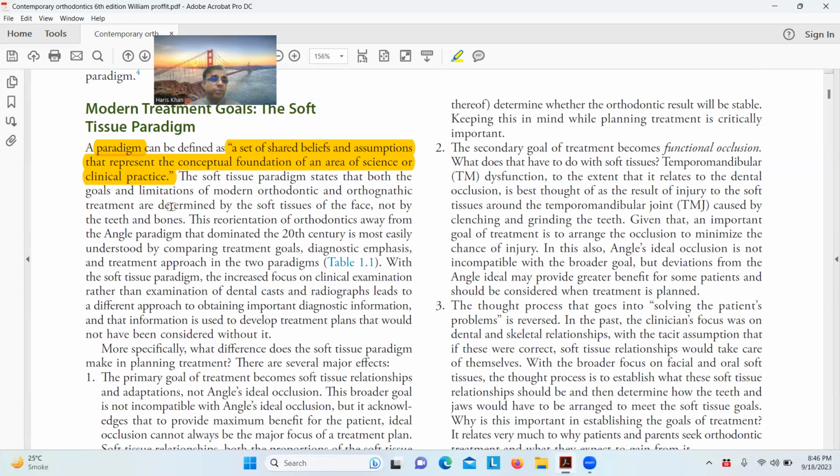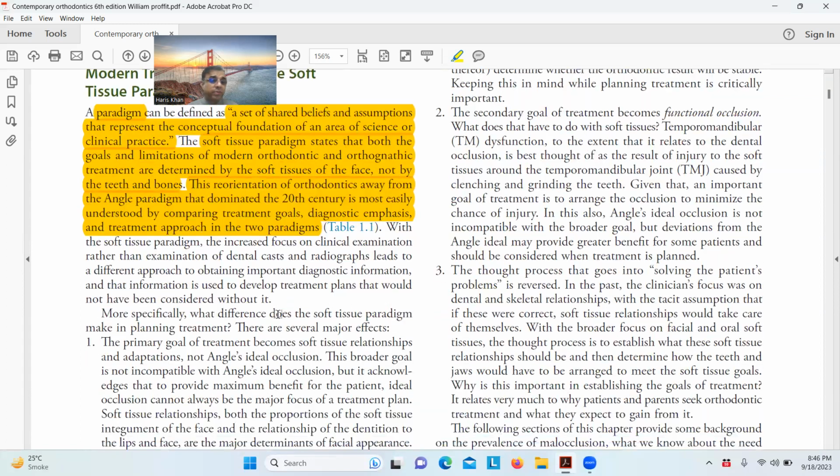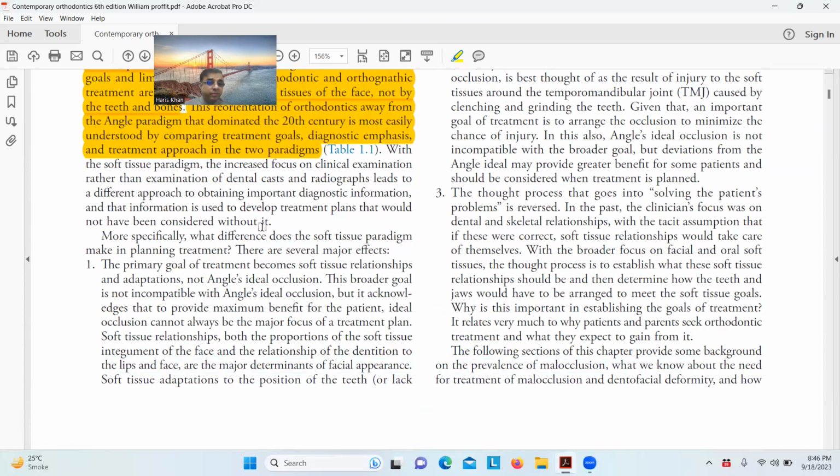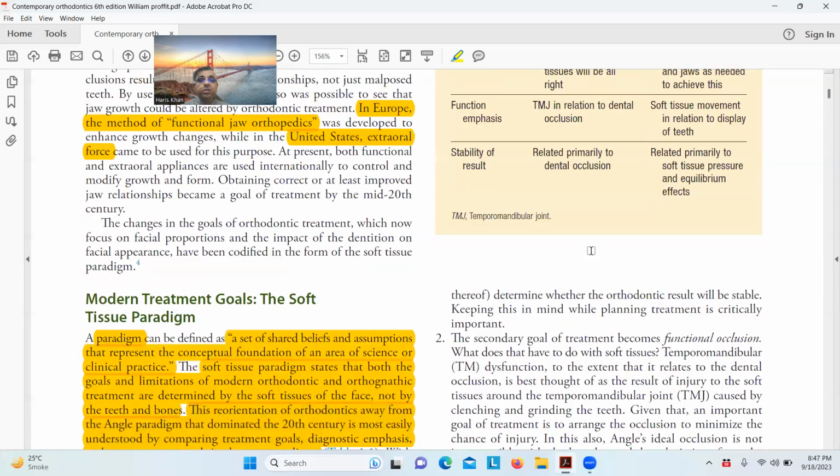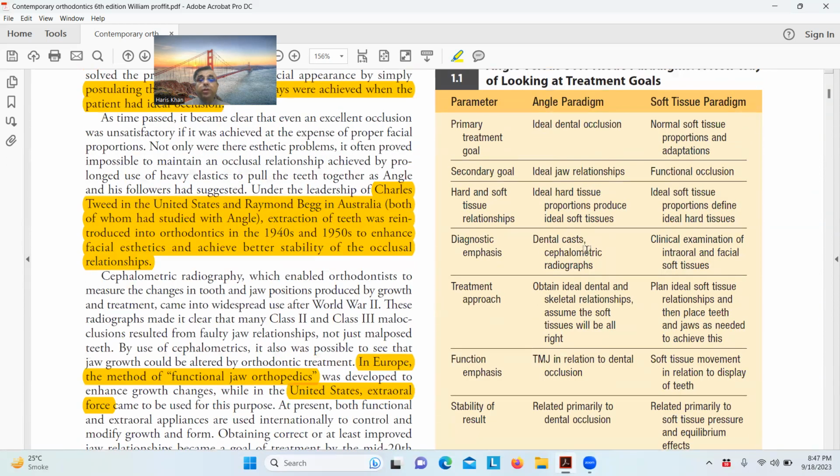The soft tissue paradigm states that both the goals and limitations of orthodontic and orthognathic treatment are determined by the soft tissue of the face, not by the teeth and bones. So, comparing goals and diagnosis of the face with the soft tissue paradigm, there is an increased focus on the clinical. I will try to highlight it, but you can remember it in your own words, right? So you can remember these initial lines. The primary goal of the treatment becomes soft tissue relationship and adaptation, not Angle ideal occlusion.